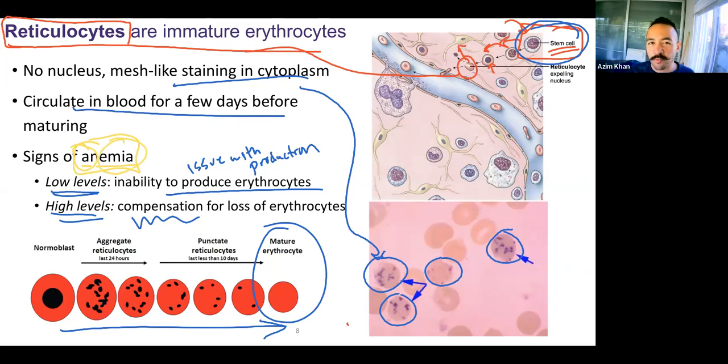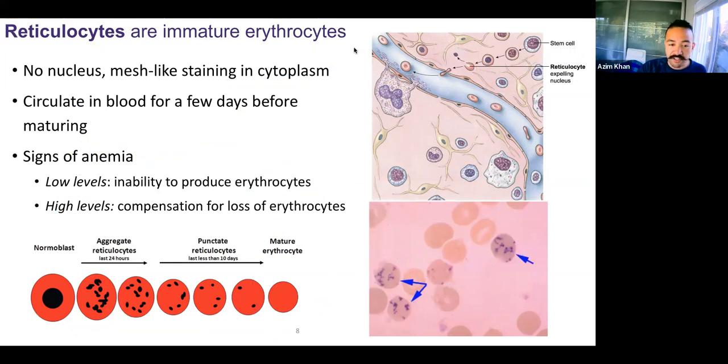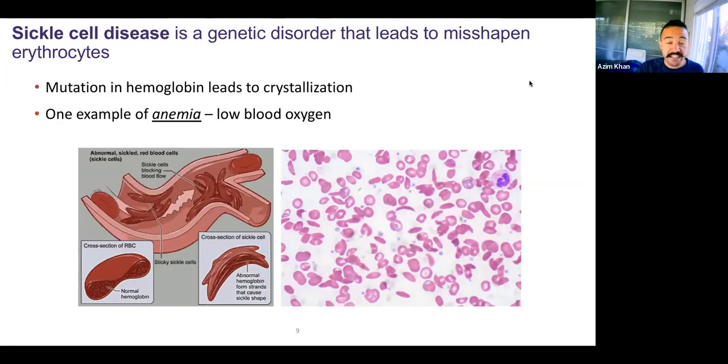What it really means when we say it is low blood oxygen. And if we have an irregular number of erythrocytes or reticulocytes, then that's an indicator of low blood oxygen. And there's many reasons why we could have low blood oxygen. One potential reason is a genetic condition called sickle cell disease.